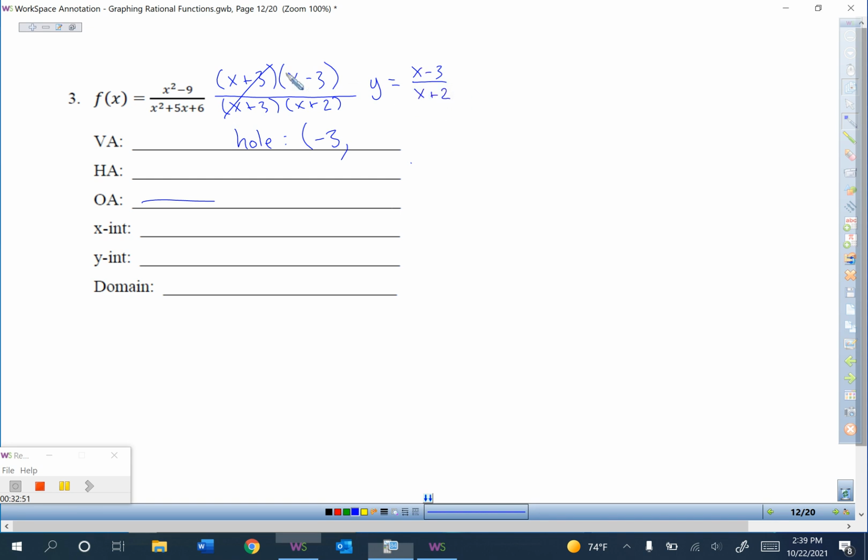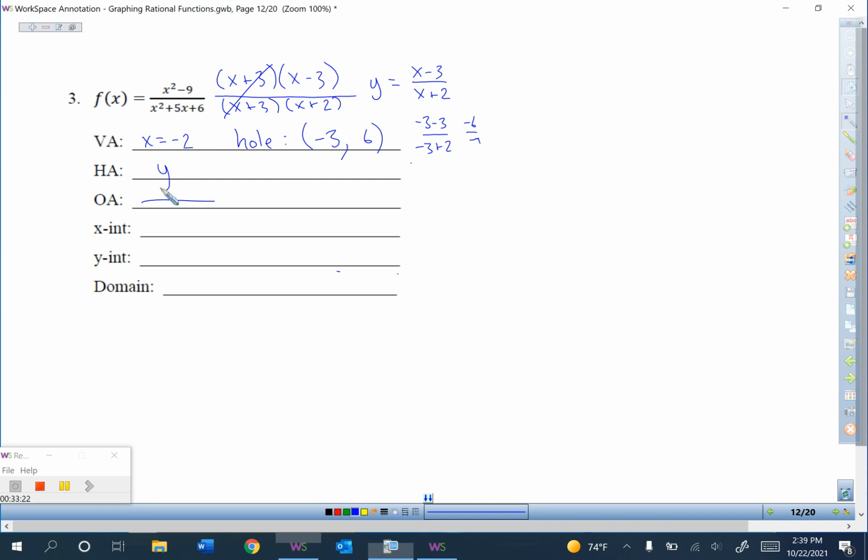This is a nicer equation than the one we started with, so we'll use that to answer questions from now on. Plugging in a negative 3, that would be negative 3 minus 3 on top, and negative 3 plus 2 on the bottom. So that's a negative 6 over a negative 1, which means 6 will be our y value. Vertical asymptote, looking at this, negative 2 causes a problem, so x equals negative 2.